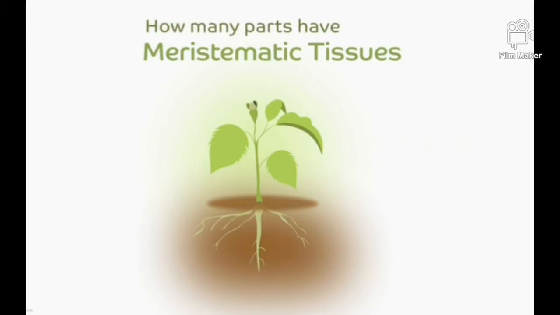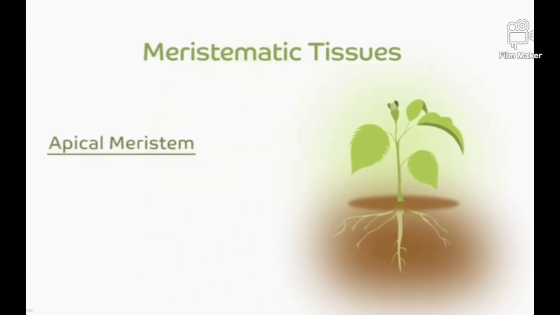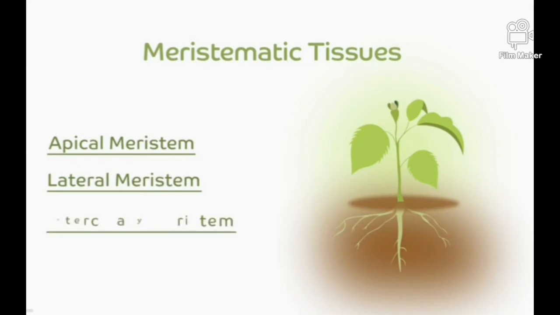Students, what's interesting is that meristematic tissue is named differently based on the part where it is found. Students, there are three different parts. That's correct. Three different parts have meristematic tissues. The meristematic tissues in each of these parts have different names. Let us look at the three main types of meristematic tissues.